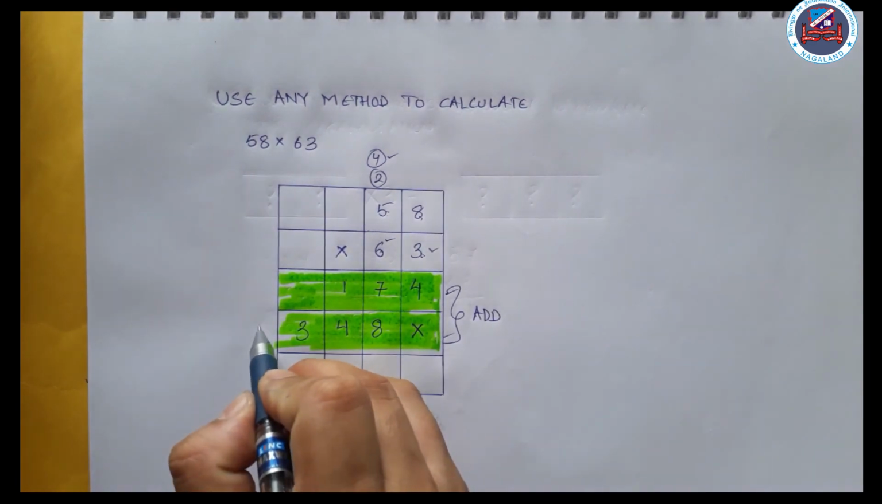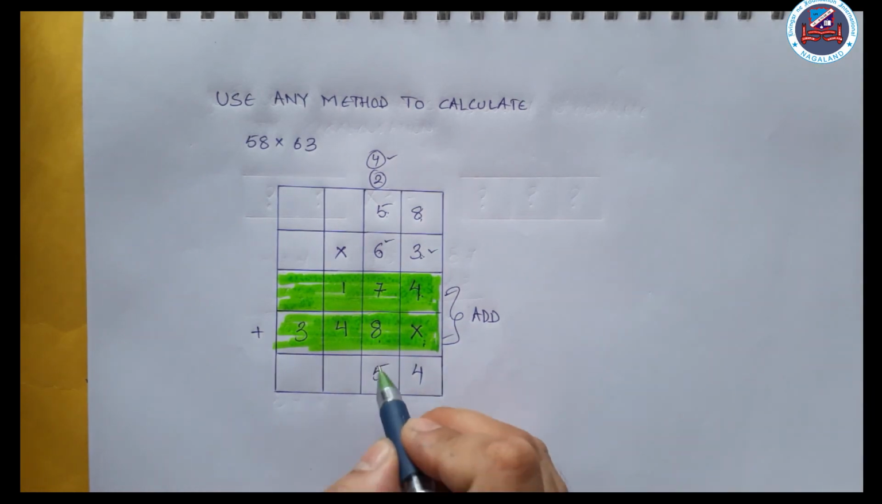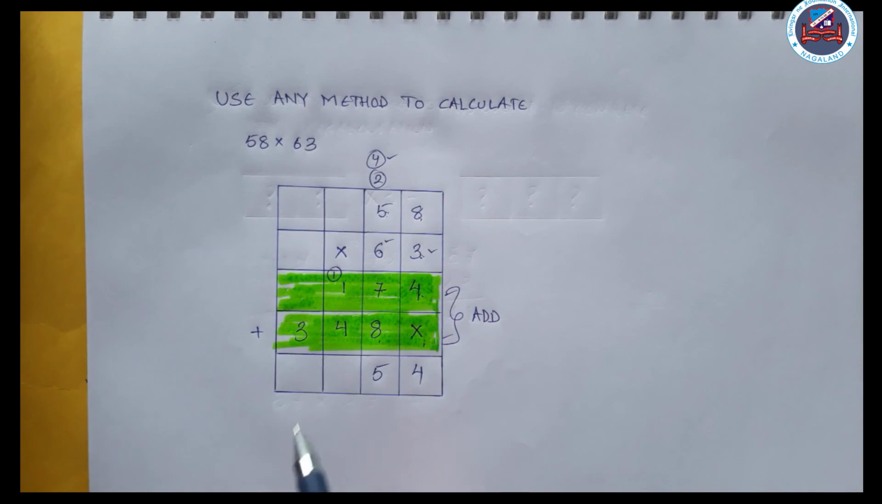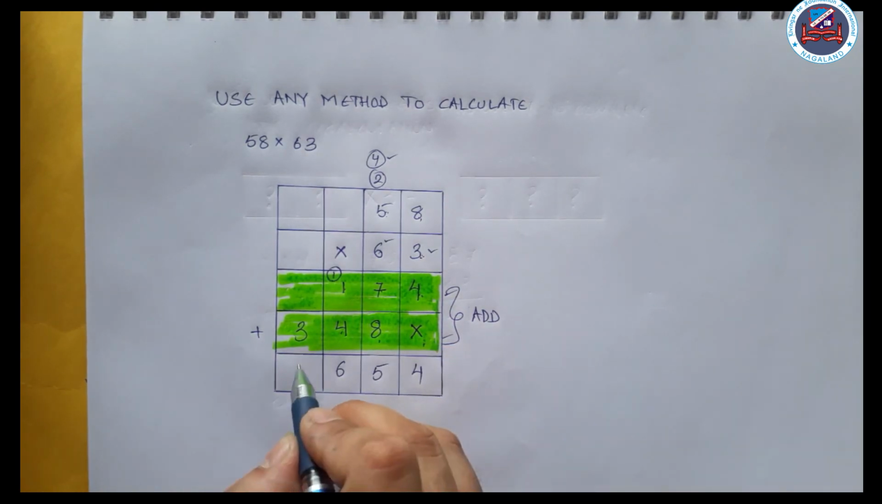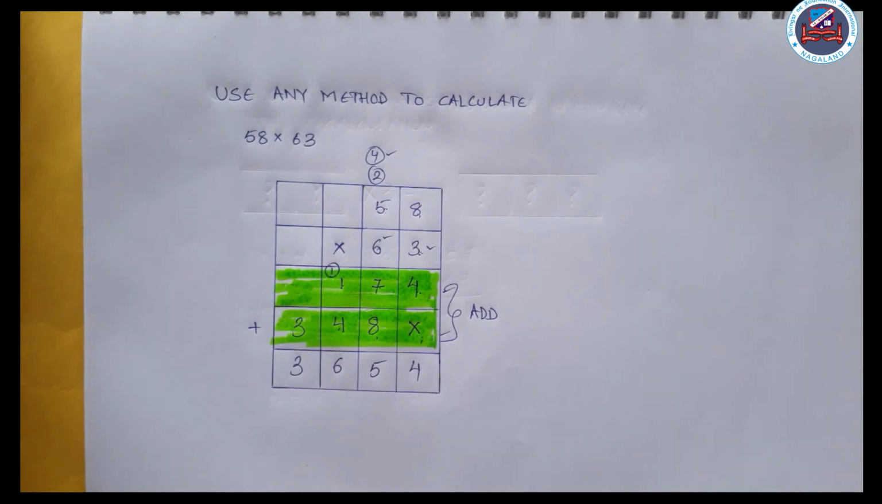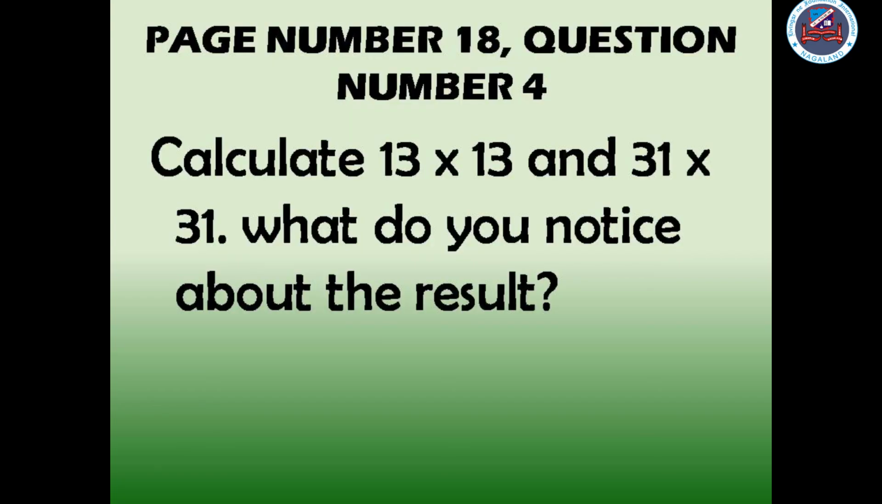That means you will put one plus sign here. 4 plus nothing will give me 4. 7 plus 8 will give me 15. 5, 1 here. 4 plus 1 is 5 plus 1 is 6. 3 plus nothing is 3. So the product is 3654.